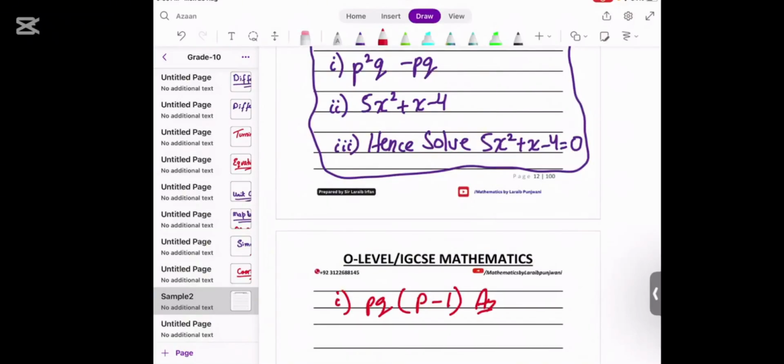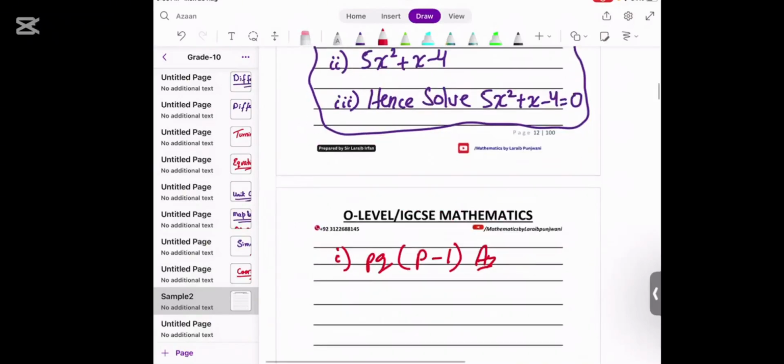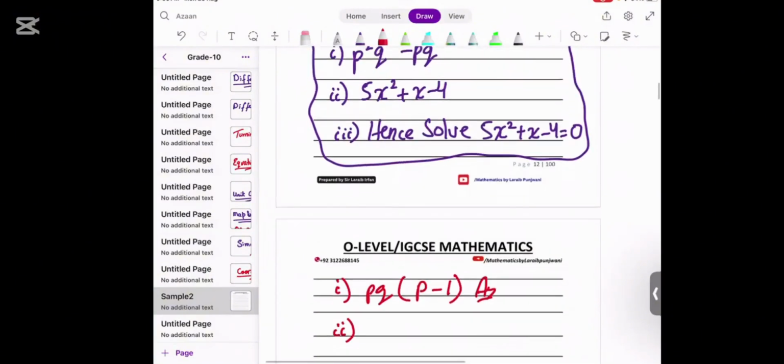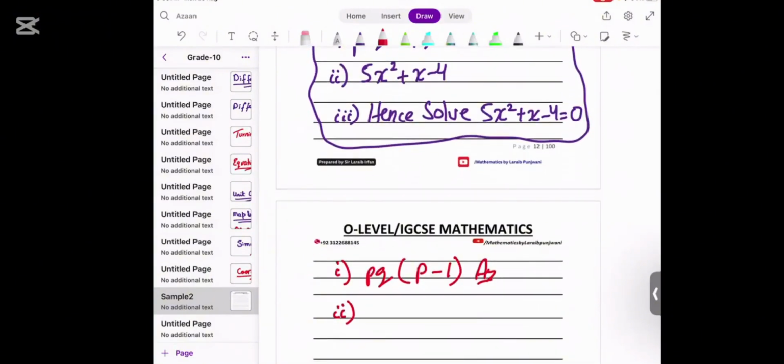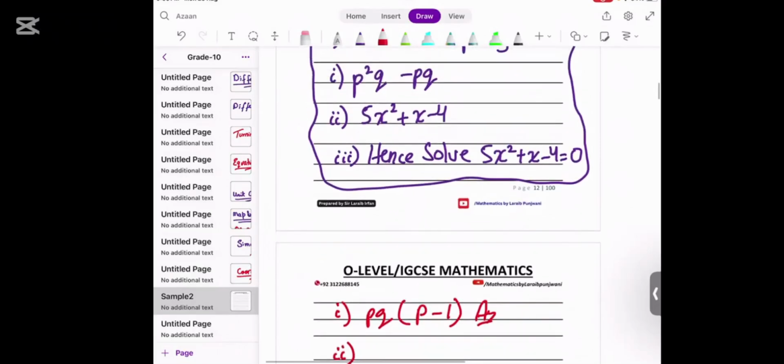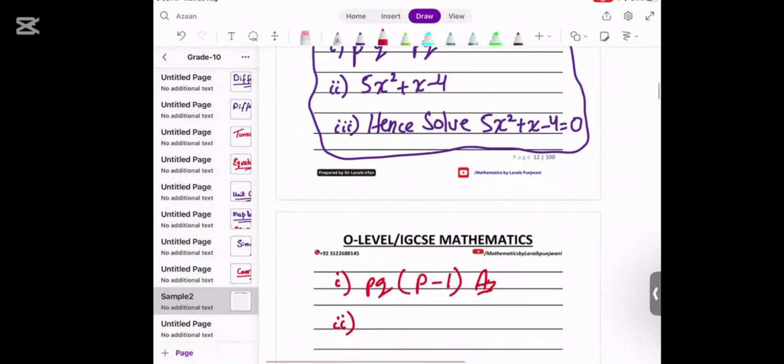Second one is Z bracket 5Z plus 1. What? X bracket 5x squared plus x minus 4. Yes, what is the answer? Can you please repeat? X bracket 5X plus 1. This is your answer.